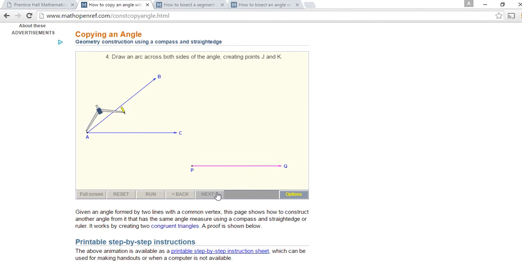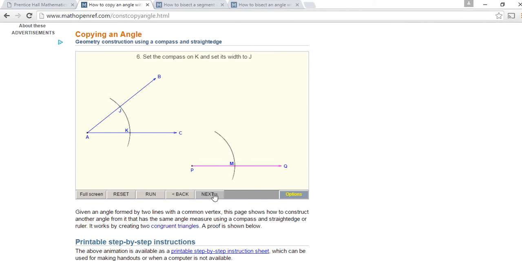Then you're going to draw an arc. Whoops. I should have read that first. Draw an arc across both sides of the angle, creating points J and K. And there it goes. Then you're going to move the compass to P, your new ray here, and draw a similar arc crossing PQ at M. That just means they're going to label that point M.